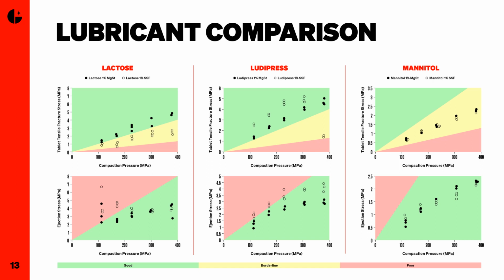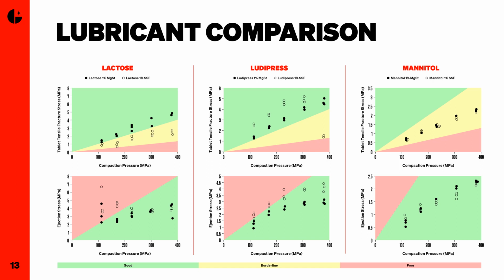On the slide are the tabletability graphs on the top. So this is how the strength of the tablet changes with compaction pressure. And on the bottom we have the ejection stress graphs. So these tell us how effective each lubricant is in each case. I'm only showing each of those graphs in this case because they're the most relevant to this study.